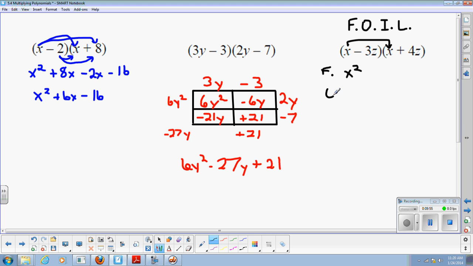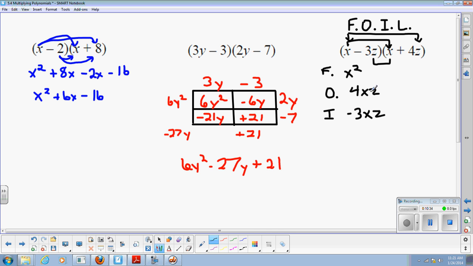Then I have the O. The O stands for outside. So I have the x here and the 4z out here. And that's first outside, so I'm going to do x times 4z. That's 4xz. Then I have I for inside. I have negative 3z times x. That's going to be a negative 3xz.